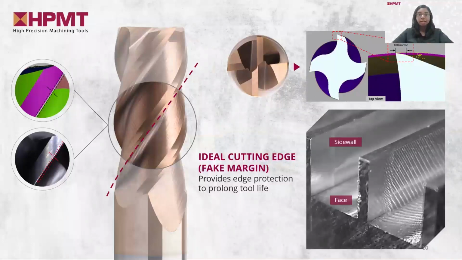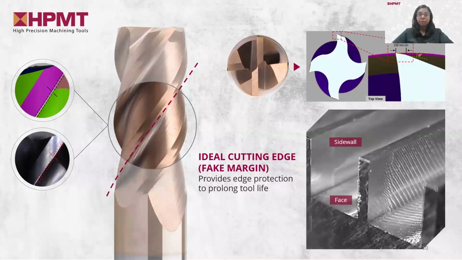Next, we have the idle cutting edge, or internally, we also call this feature a fake margin, because we adopted the eccentric grinding process to leave a small land width of about 100 microns at the cutting edge. This idle cutting edge land width is larger than a perfect cutting edge.